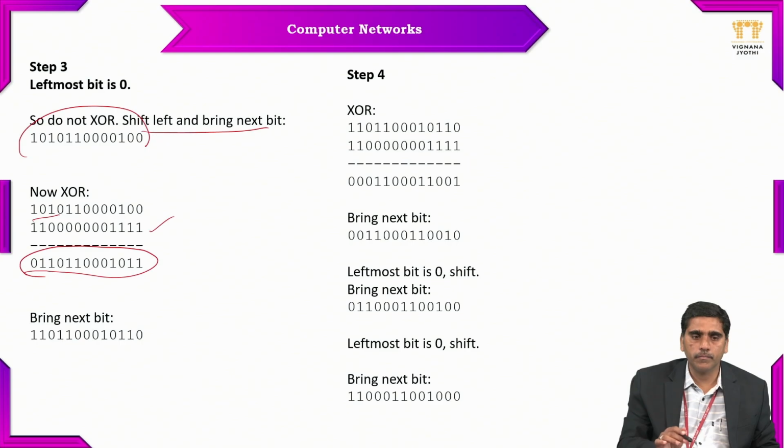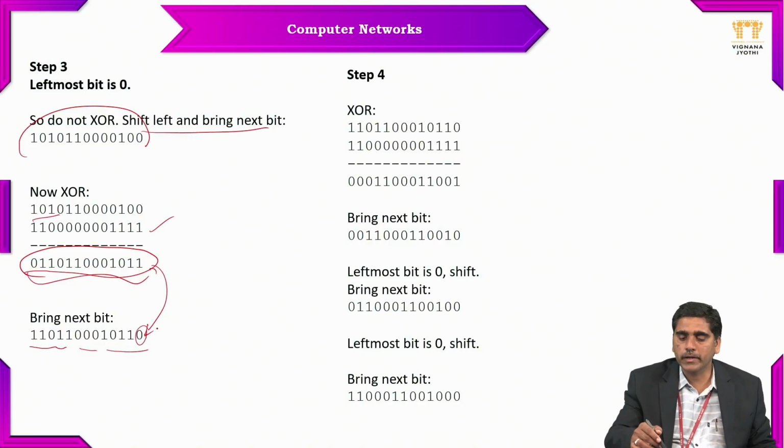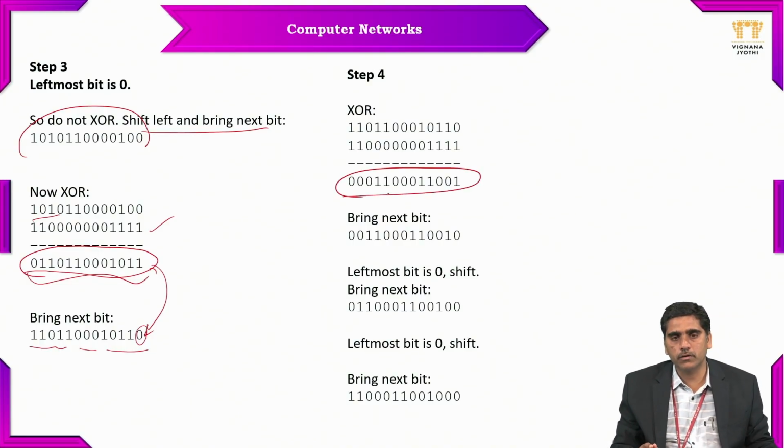So from this, bring the next bit 0 to this one. Because the leftmost bit is 0, there is no need for an XOR operation. So bring down the next bit, which is 0. The next bit will be added. So 1 1 0 1 1 0 0 1 0 1 1 0. This bit will be added, and next perform the XOR operation with the same bit and divisor. After performing this, the output is 0 0 1 1 0 0 1 1 0 0 1.